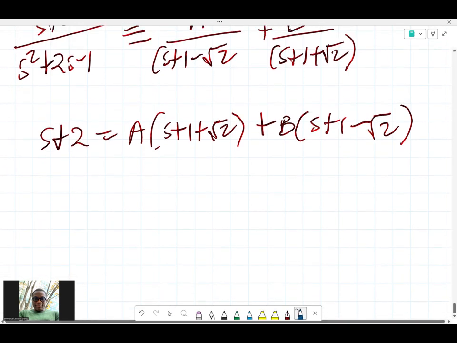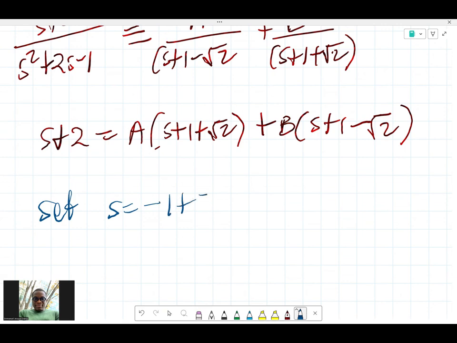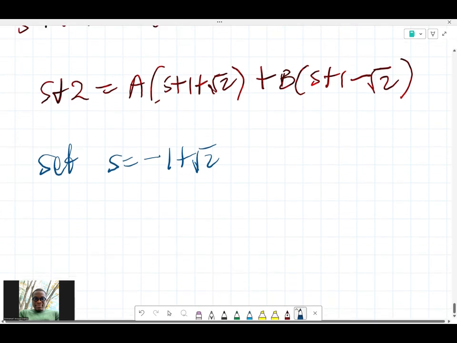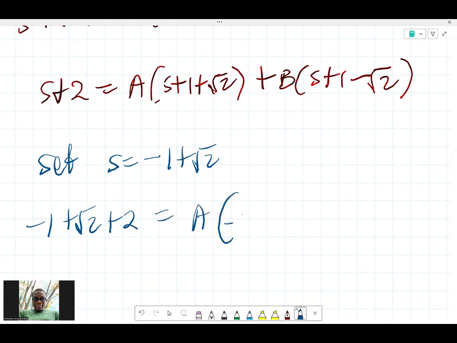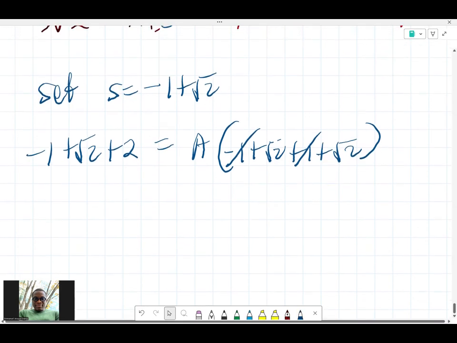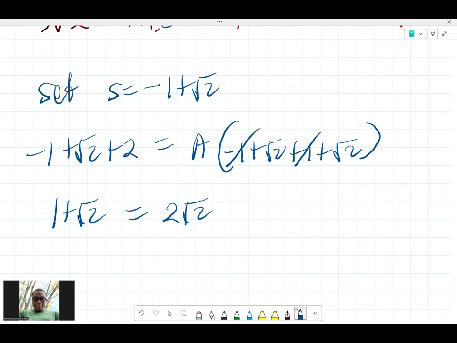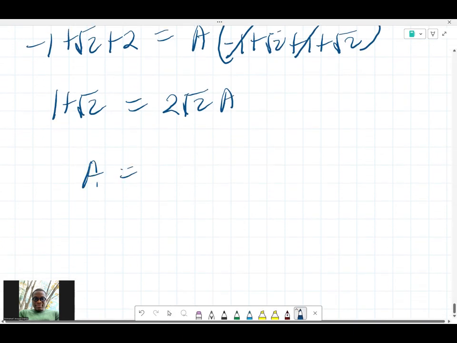So we can then use the cover-up method. If we want to eliminate B, we just set s to minus 1 plus root 2, because minus 1 will cancel plus 1, plus root 2 will cancel minus root 2. So that means we have, for s equals minus 1 plus root 2, plus 2 equals A into (minus 1 plus root 2, that's s now, then plus 1 plus root 2). So this cancels this. So we have 2 minus 1 is 1 plus root 2 equals 2 root 2 A. So A alone is (1 plus root 2) all over 2 root 2.